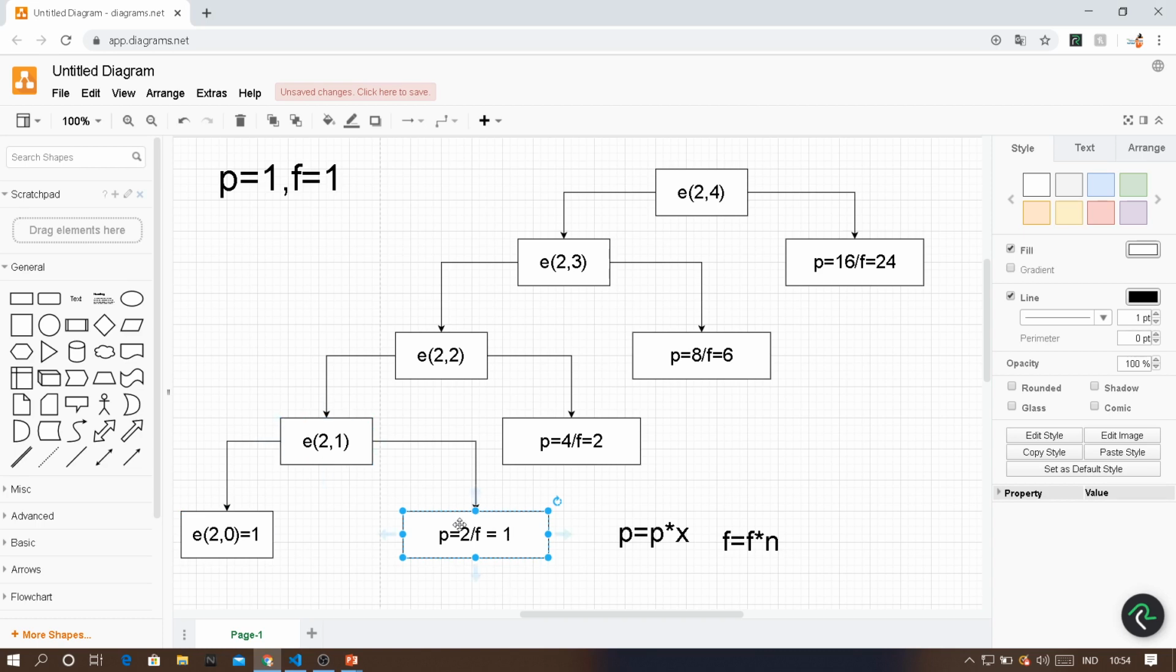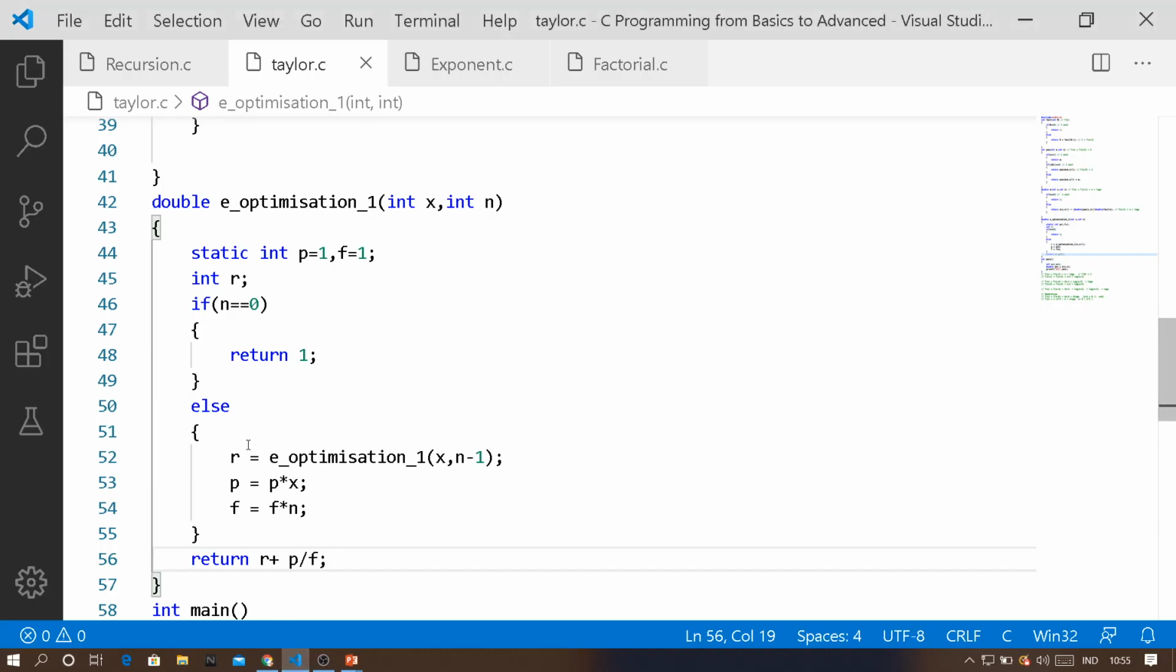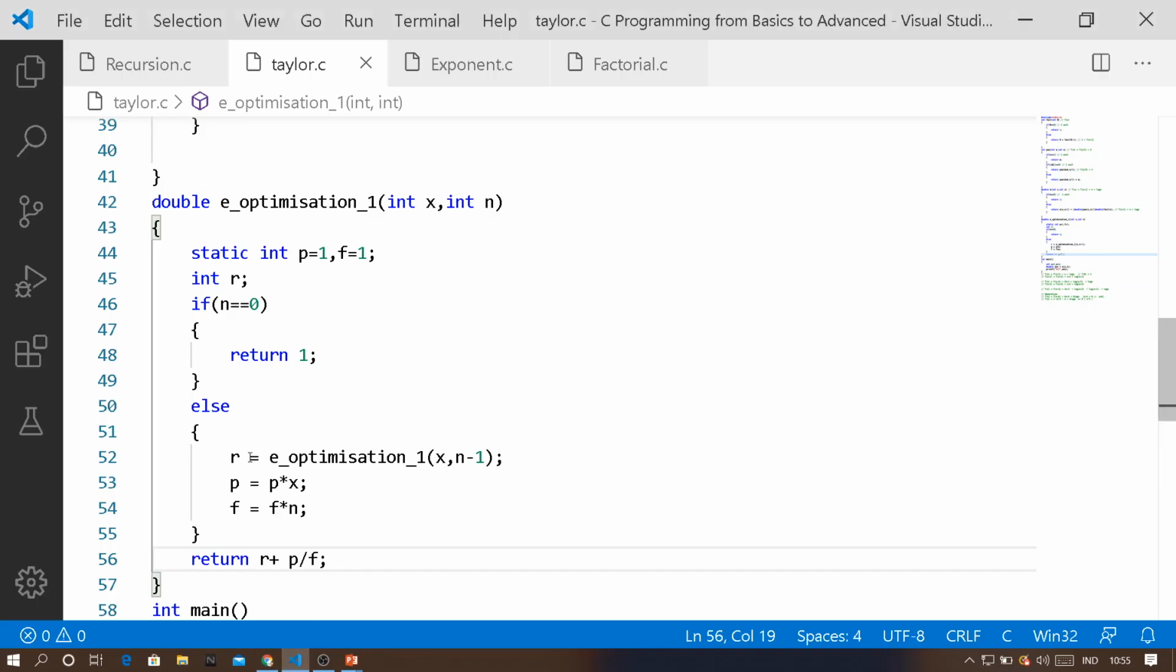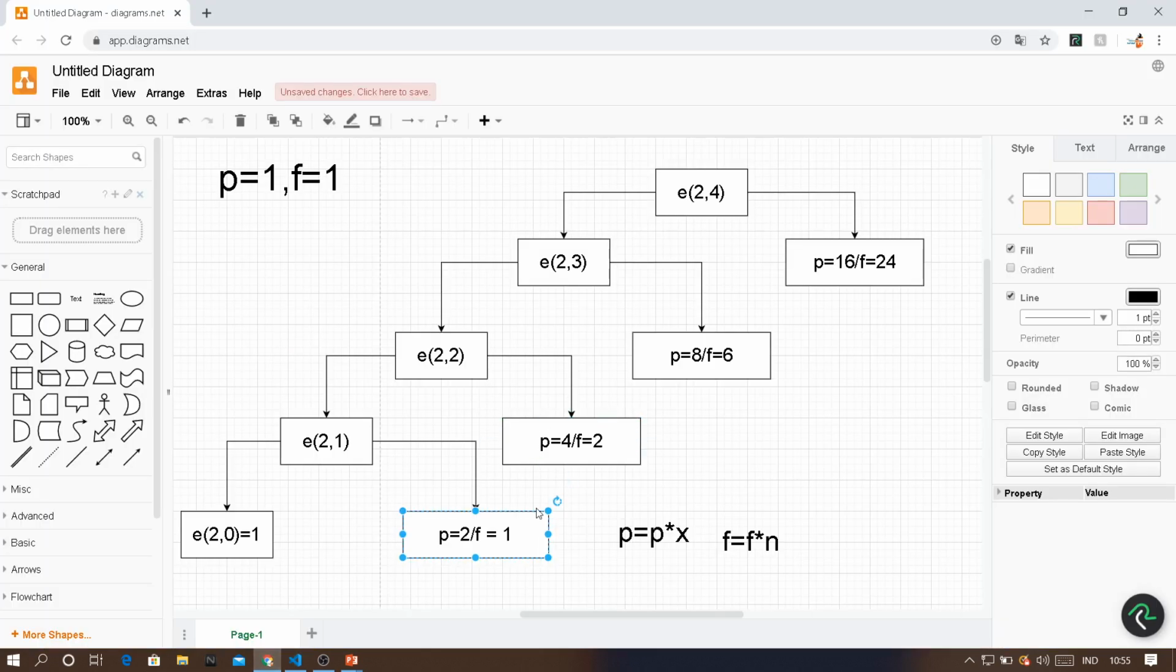So every time we have to find p and f, divide p and f, and add the value to the recursion call answer, which is stored in r. Whatever added value you are returning will again reach your e of 2 comma 1. That answer will be stored again in the variable r, and you again find p and f, divide, add both answers, and return the resultant answer to this place. This keeps on going up to e of 2 comma 4.